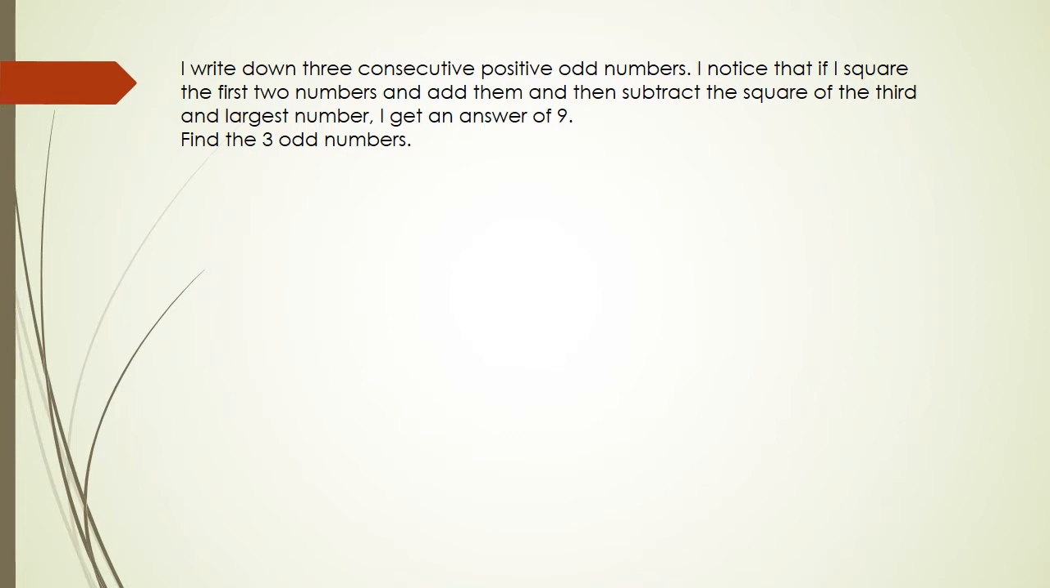In this question, we've got three consecutive positive odd numbers, and it says that if I square the first two numbers and add them, and then subtract the square of the third and largest number, I get an answer of 9. So I take the first odd number, square it, add the square of the second odd number, minus the square of the third odd number, and the final answer is going to be 9.